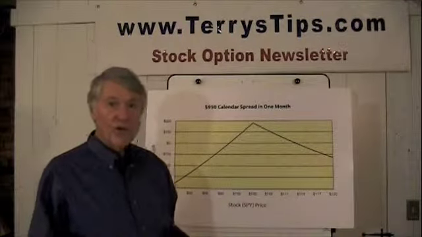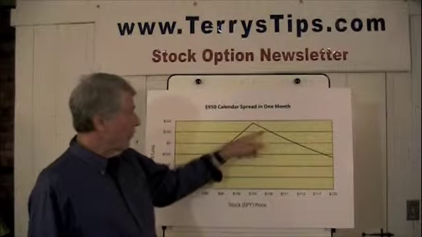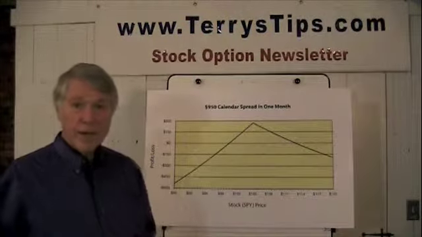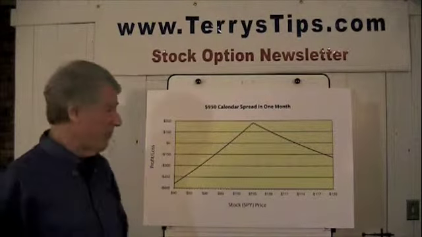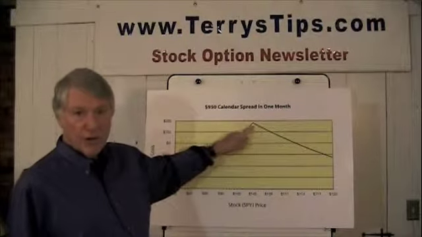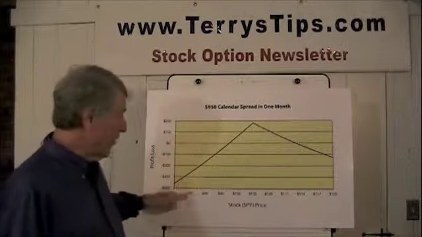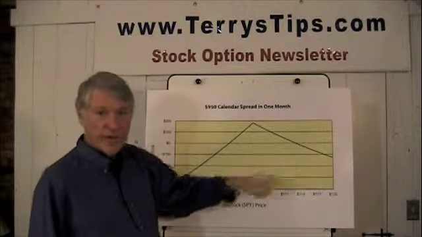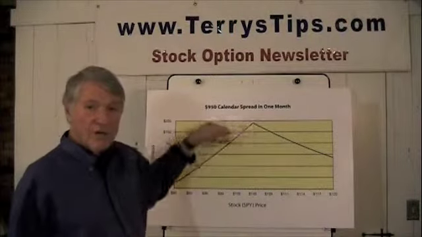However, we know that stocks don't stay the same all the time. In this case, if the stock falls, we make less than if it stayed the same, or if it goes up, we make less than if it stayed the same. On a break-even standpoint, if the stock falls from 106 down to about 100, we start losing money on the downside, and the same on the upside. If it goes up by more than $6, we start losing money. So we're betting that the stock will stay relatively steady.